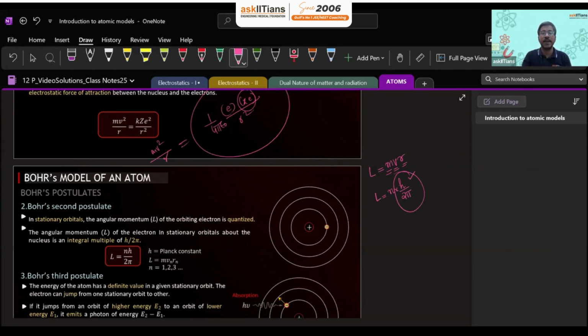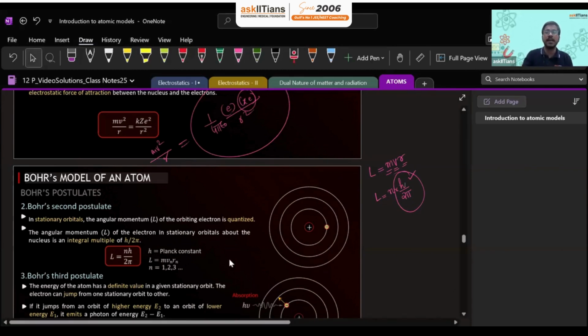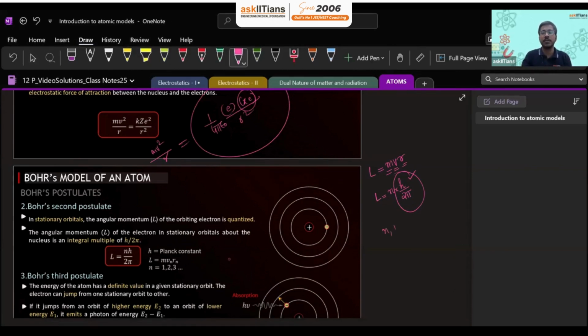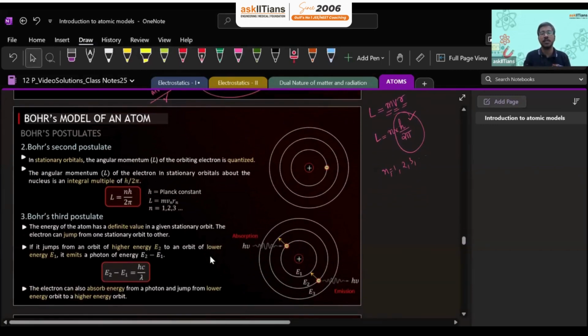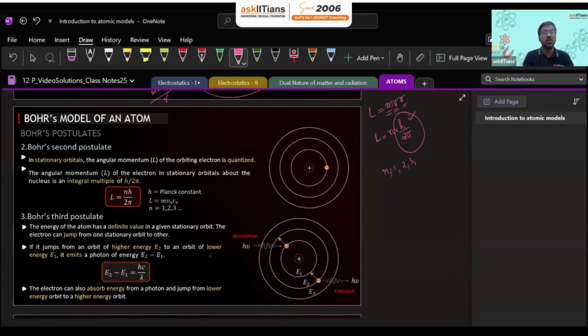Here, h is Planck's constant and L is the angular momentum. And n can have values 1, 2, 3, etc. n equal to 1 corresponds to the ground state, right? n equal to 2 corresponds to the first excited state, right? Similarly. So what is Bohr's third postulate?